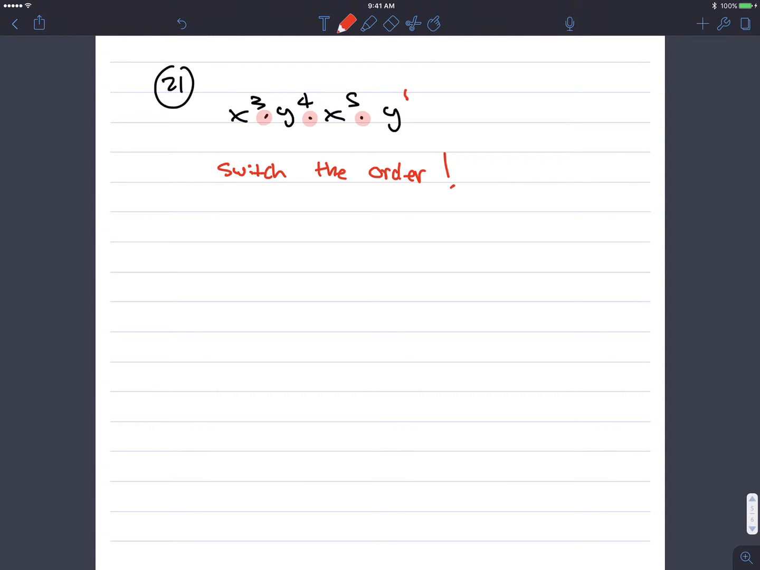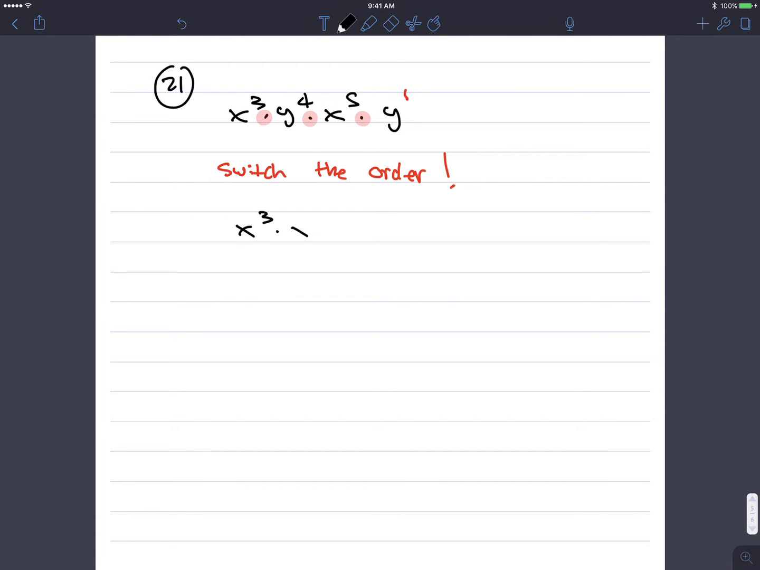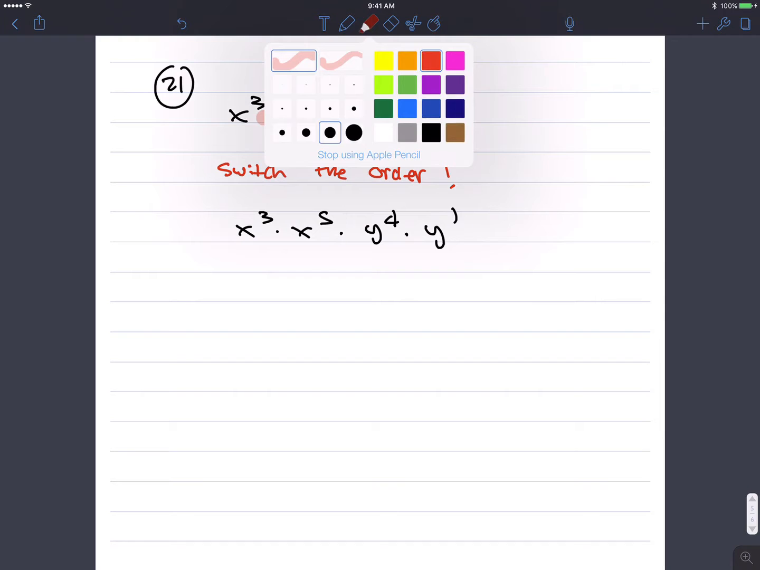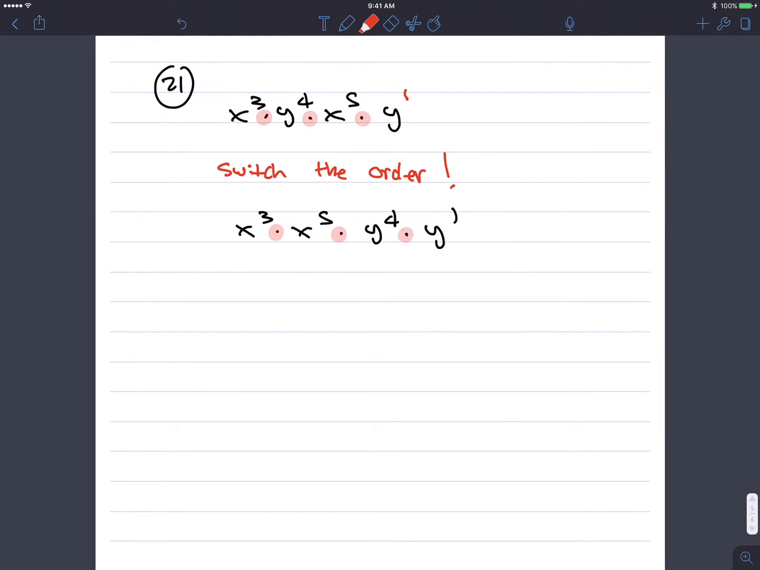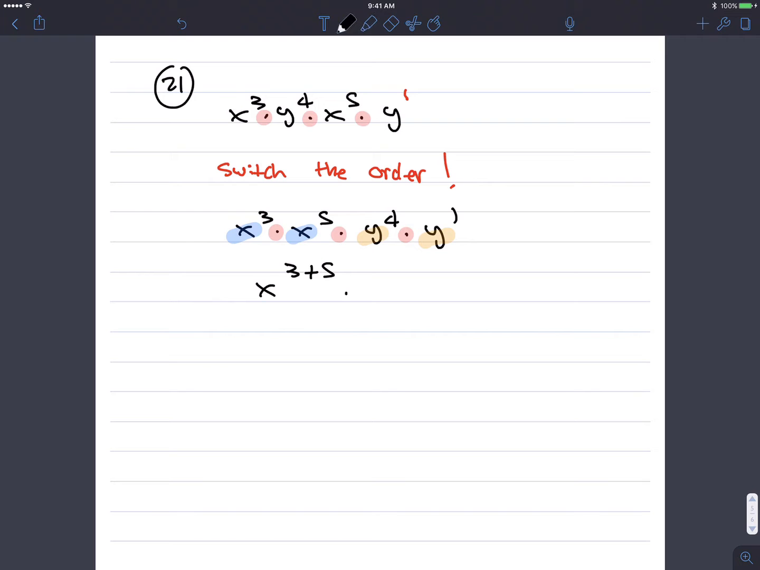5 times 3 is the same as 3 times 5. 8 times 4 is the same as 4 times 8. So we can switch the order any way we like when we have a string of multiplication. So I'm going to keep my x bases together and my y bases together. The reason being, this is still multiplication, but I put my x bases next to each other so I can combine these two exponentials by multiplication. Meaning, this is now x to the 3 plus 5 power. This is still times y and y, same base. I can add those powers now and keep my base y.